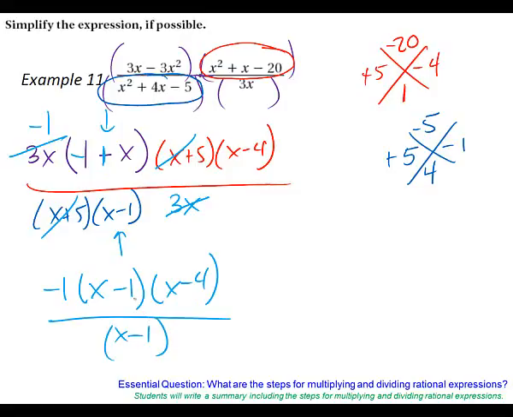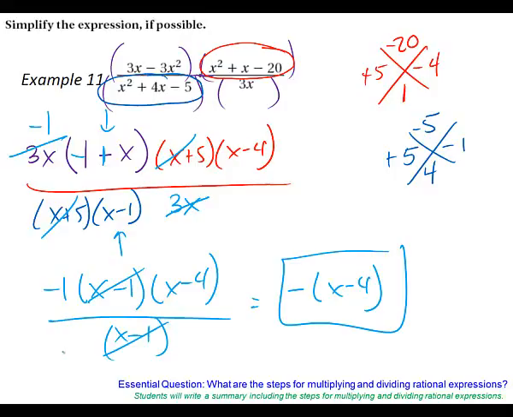Now what crosses out? X minus 1. And we're left behind with negative x minus 4. Okay. They like to do this reverse thing. So watch out for that. It's going to happen to you somewhere. All right, let's see what we got here. I think we're just going to do the multiplying today. Okay, let's go a couple more here.